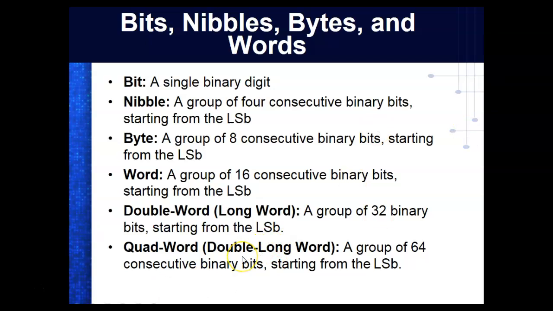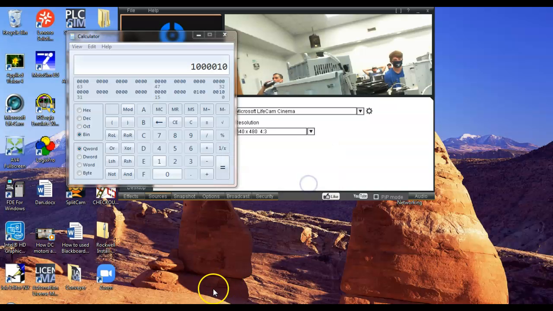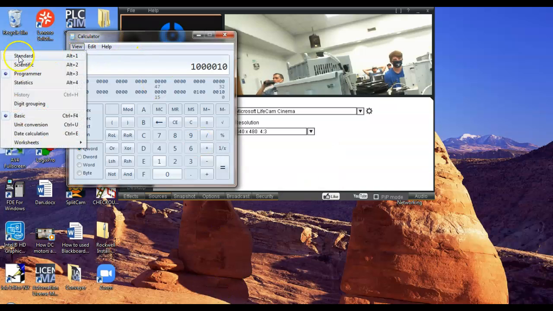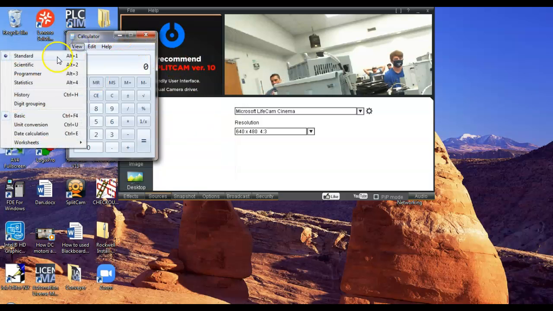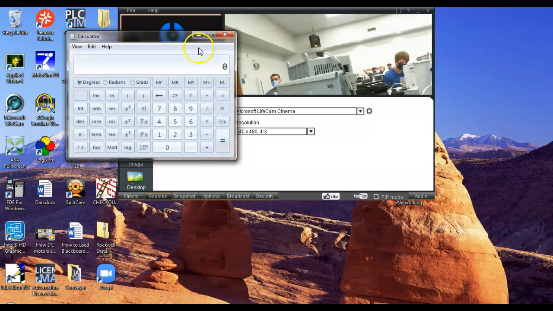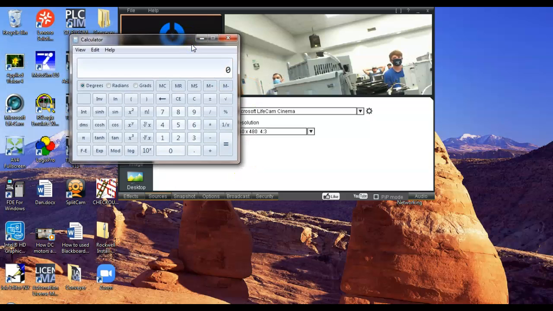You can tell how many numbers you have, how many digits you have available in any numbering system, by just taking the number of digits and raising it up to that power. So these are base 2, and this would be 64 bits. A double long word would be 64 bits. So right here, here's my X to the Y. These are all base 2 numbers, and then I would raise this up to the 64th power. And that's how many numerical combinations.